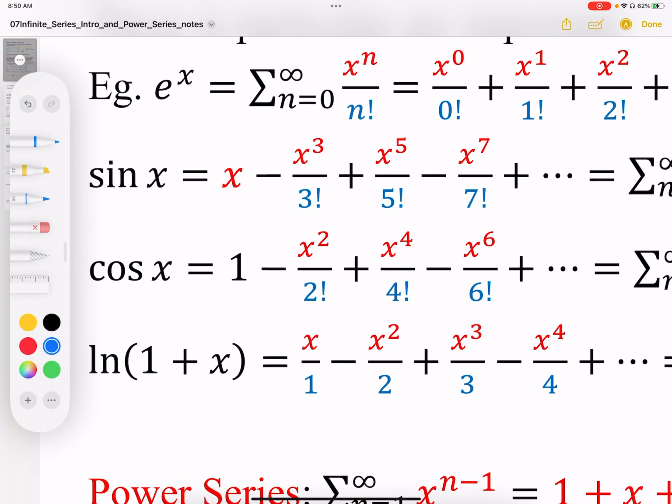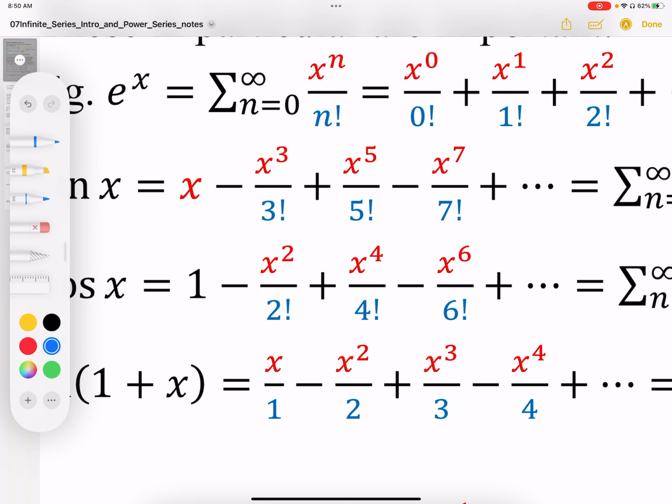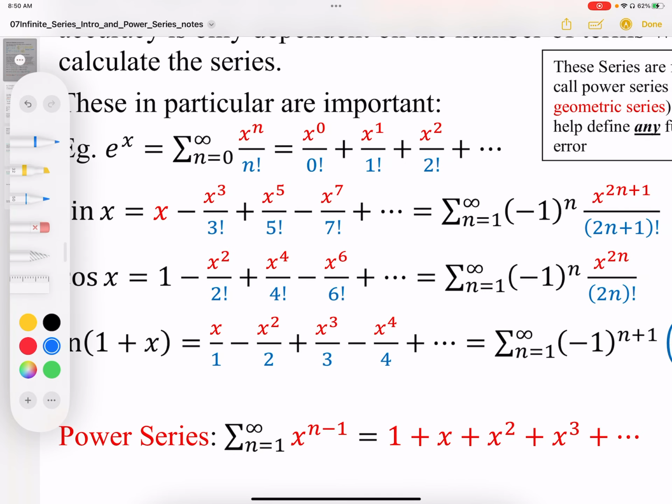Same with sine. We have sine x, and we have the n series part in blue. The blue part represents the n series. We can generalize it with the sigma notation, and this is something we want to start getting used to reading. The blue part is (2n plus 1) factorial, so we just have, in this case, 3 factorial, 4 factorial as we increase the n. So there's an n part of this series in blue.